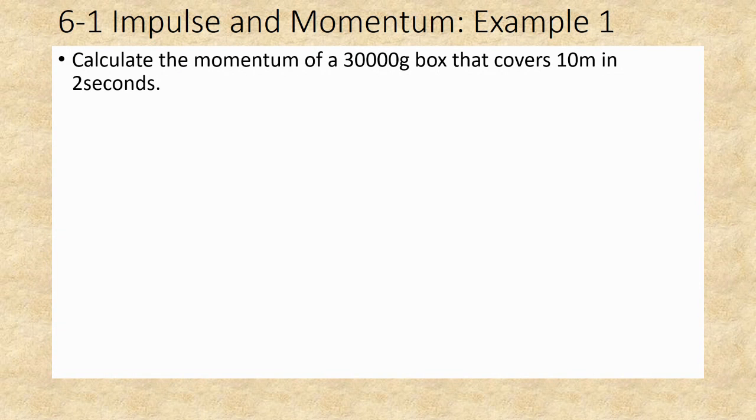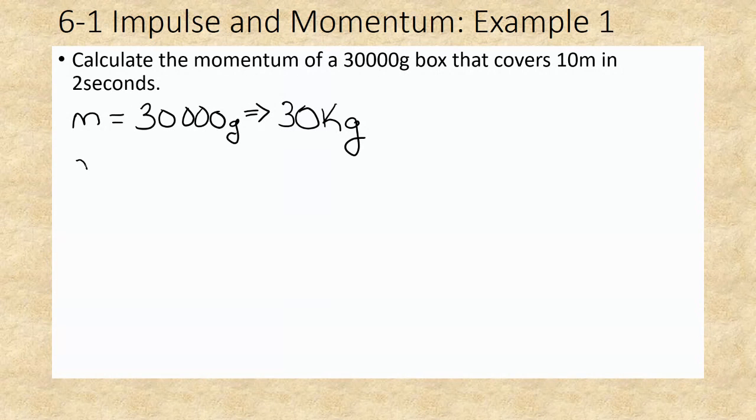All right, so let's do some calculations. Calculate the momentum of a 30,000 gram box that covers 10 meters in 2 seconds. So what do we have? We have mass, 30,000 grams, 1,000 grams per kilogram. That is a 30 kilogram mass.